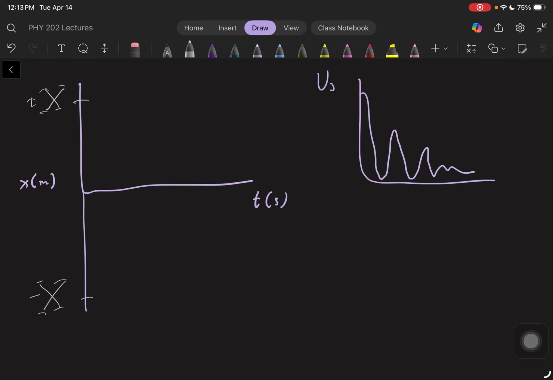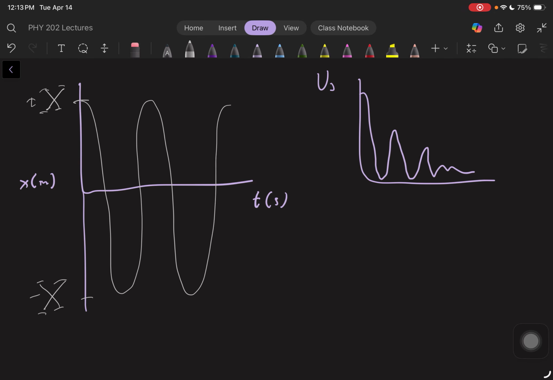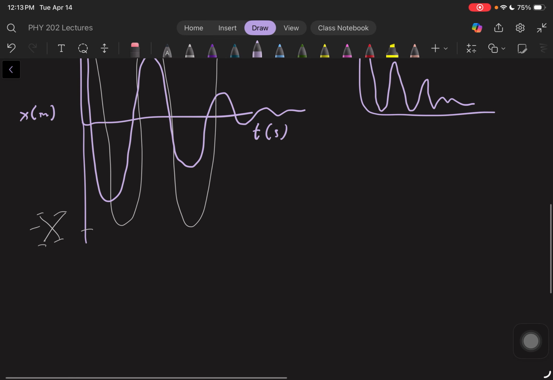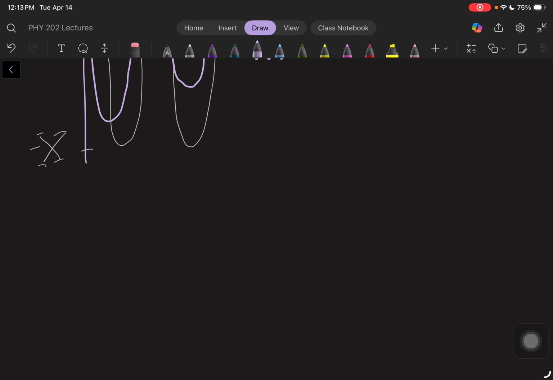And so I'm going to do one trace here in white that would show what's going to happen for the undamped case. We just go back and forward continuously forever. But in the damped case, we are just going to slowly decrease to 0. And so that's what we expect to see. Something very similar for the block spring system.